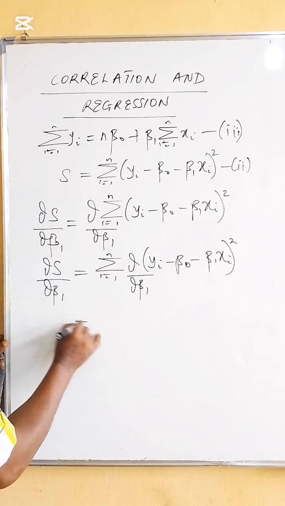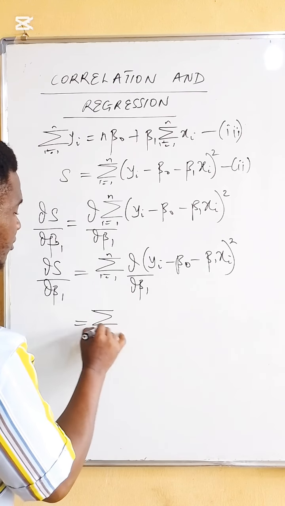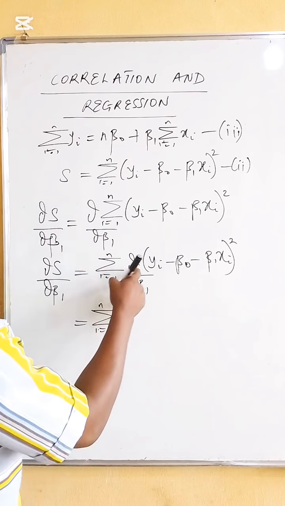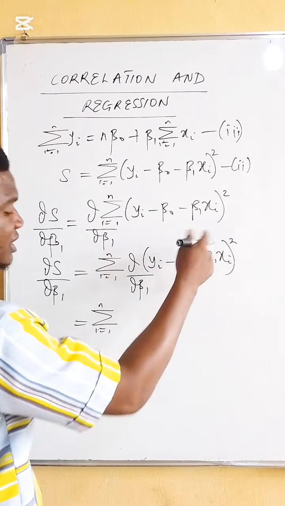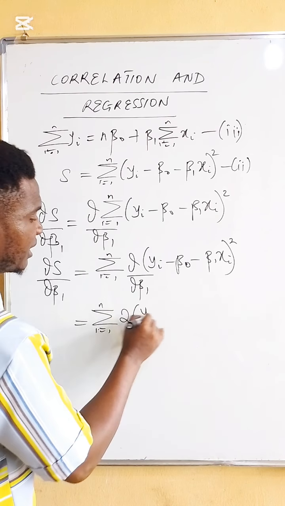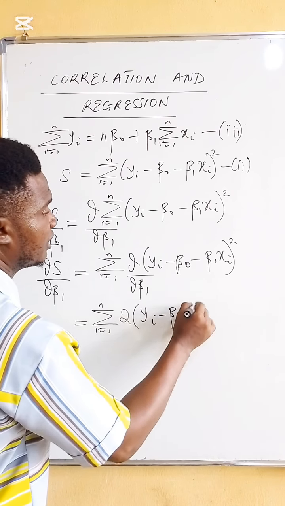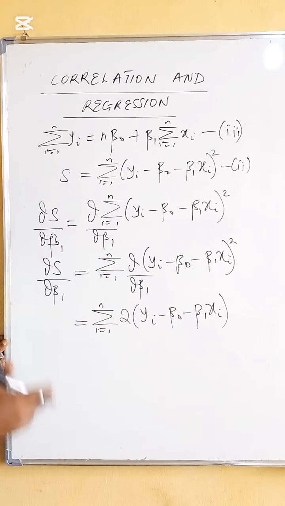Now, if you start differentiating this time around with respect to beta 1, my summation, of course, comes out. You are going to end up having differentiating yi with respect to beta 1. You don't start with that. Differentiate the outer function first. I'm going to differentiate the outer function, which gives me 2 in bracket yi minus beta naught minus beta 1 xi. In case you don't know, I'm using chain rule of differentiation.